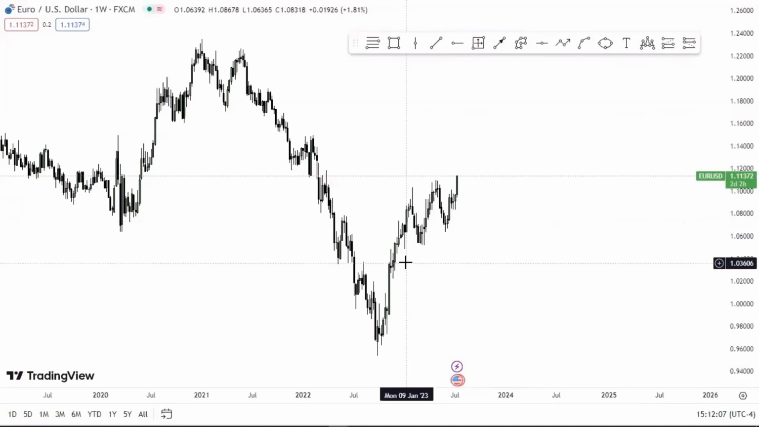Because the dollar is the most traded currency in the world, and the euro is the second most traded currency in the world. You have the most traded currency in the world quoted against the second most traded currency in the world. That makes it the most traded instrument. So euro USD has a lot of liquidity.